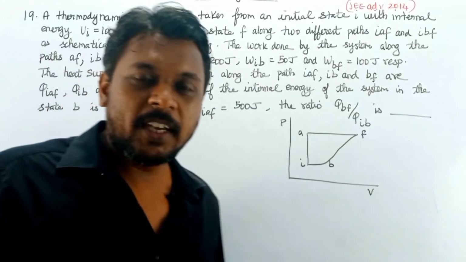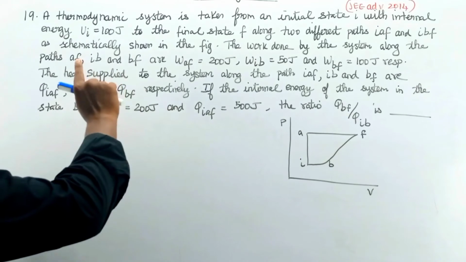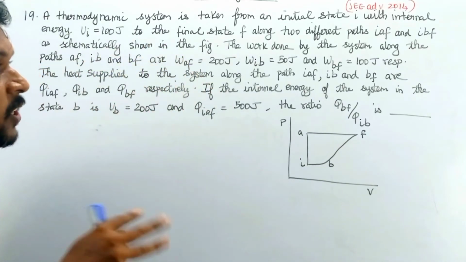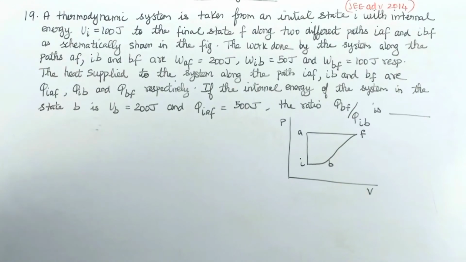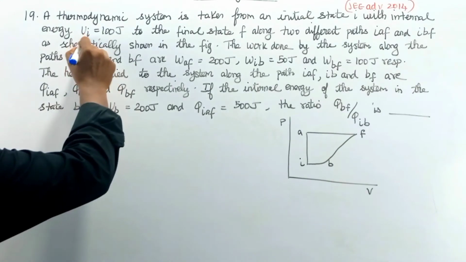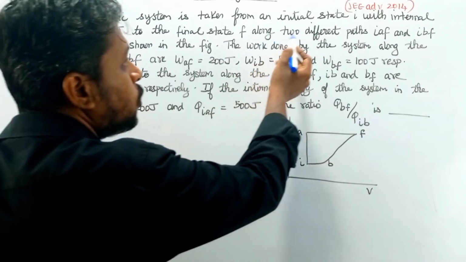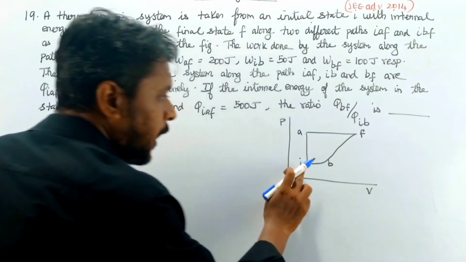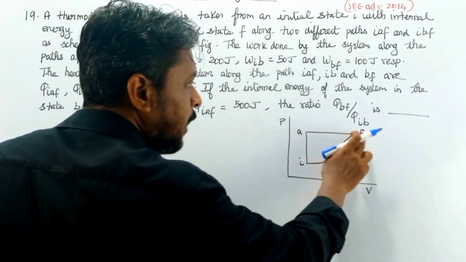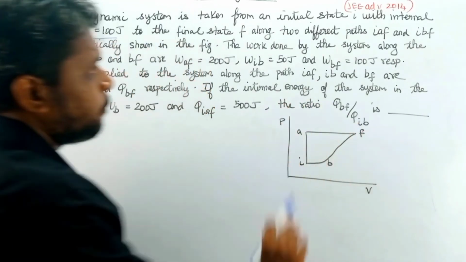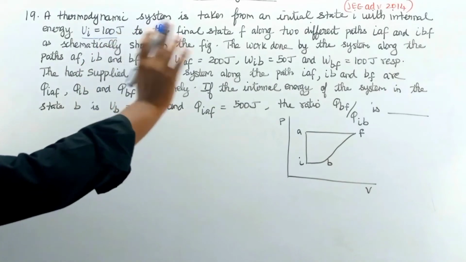Okay, the 19th problem. In this problem, they have given a thermodynamic system taken from an initial state I, with the internal energy value Ui given as 100 joules, to the final state F along 2 different paths. So from I to F, it has taken through 2 different paths. One is IAF and another one is IBF. Okay, so these are the notations they have given.